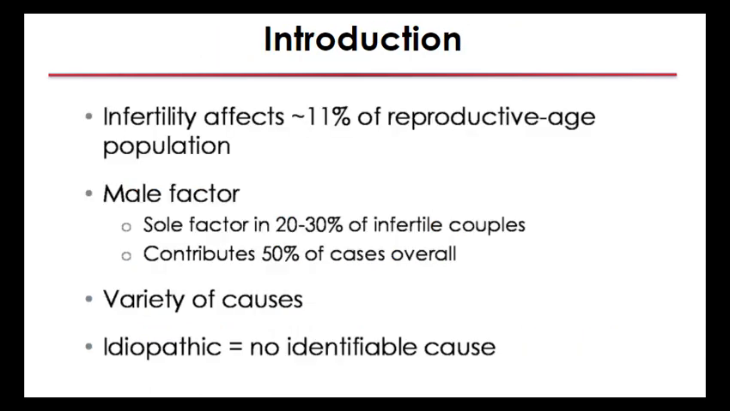Infertility affects about 6.7 million women and their partners in the U.S., about 11% of the reproductive age population. A male factor is solely responsible for infertility in 20 to 30% of couples and contributes to 50% of cases overall. Male infertility can be due to a variety of conditions, some of which can be identified and corrected, while others can be identified but not corrected. When the male has an abnormal semen analysis for which the cause cannot be identified, the condition is termed idiopathic.